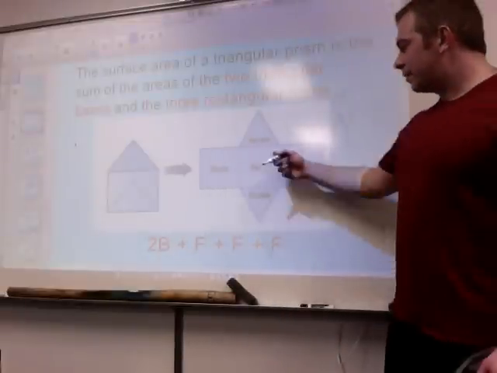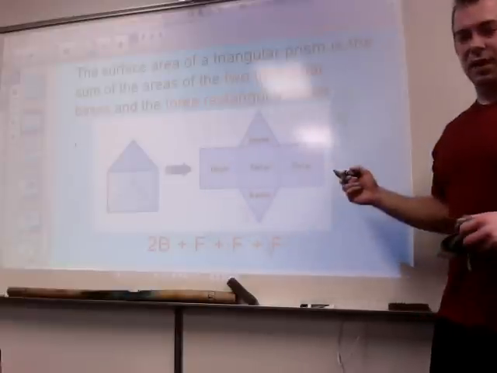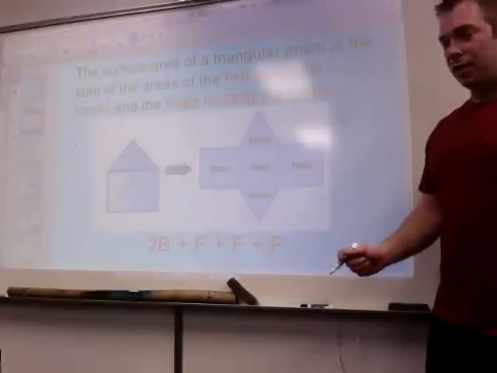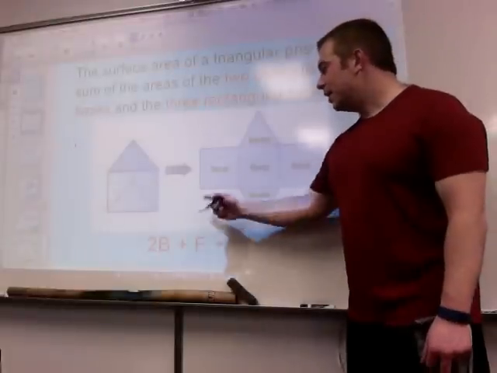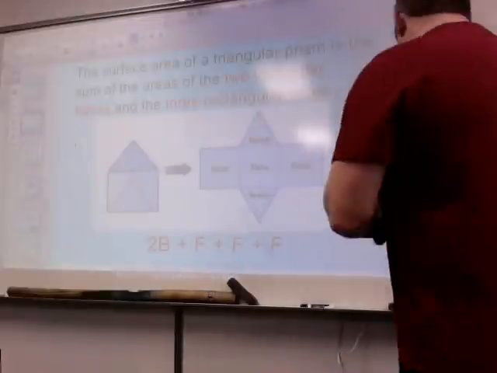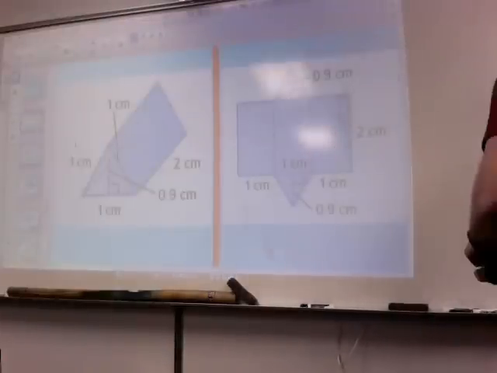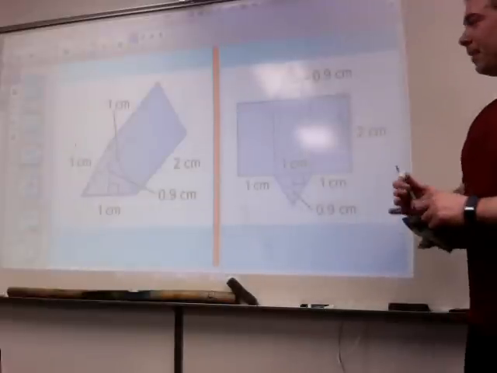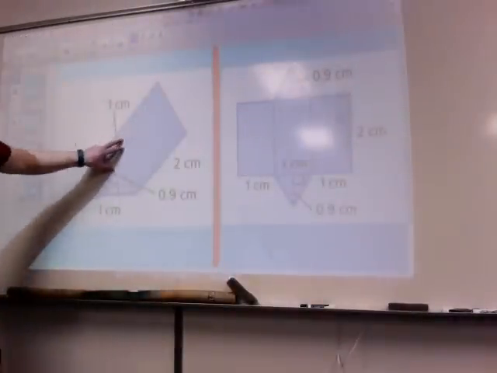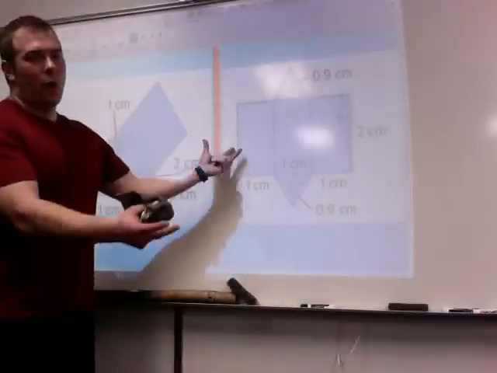Now sometimes, like in this picture, it looks like all the faces are the same, but a lot of times, and certainly today, they will be different. So you just can't do face times three. Each face will be different. They could be the same, but a lot of times they'll be different. So let's take a look at this one. This is the same picture. This is the triangular prism as it is shaped, and this is if you were to open it up.